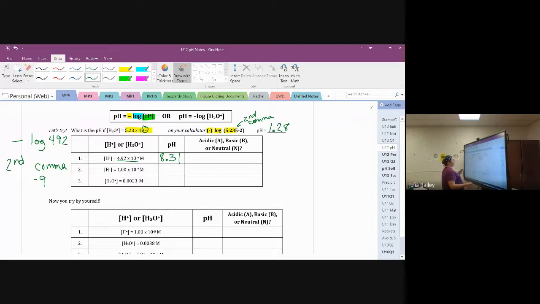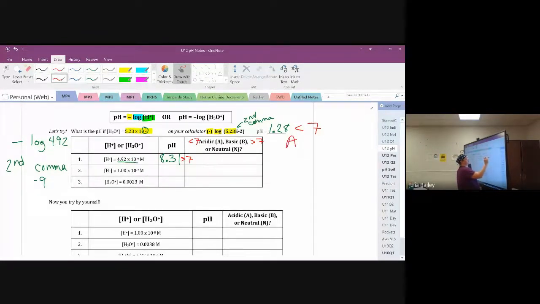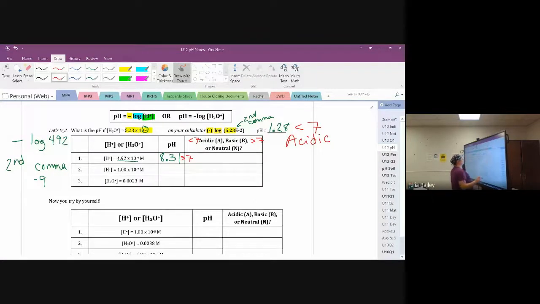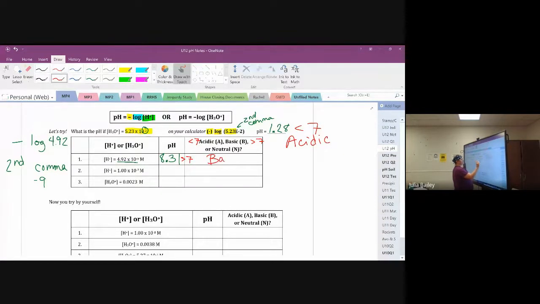Once you have checked yourself, what we're going to do is we're going to figure out if these are acids or bases by comparing these numbers to 7. So 1.28 is less than 7. 8.31 is greater than 7. Less than 7 is an acid. Greater than 7 is a base. So 1.28, the example, less than 7, tells me that that one is acidic. But 8.31, the first one in the chart, that's greater than 7. That tells me that this is basic.